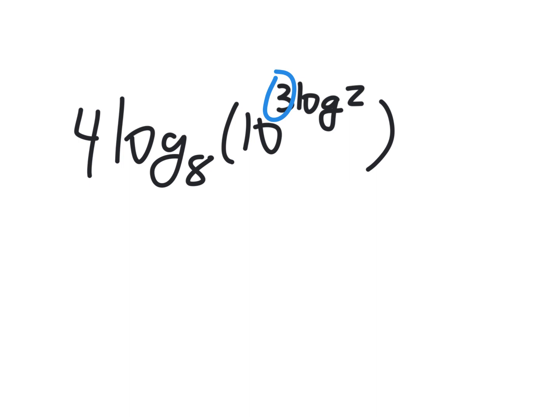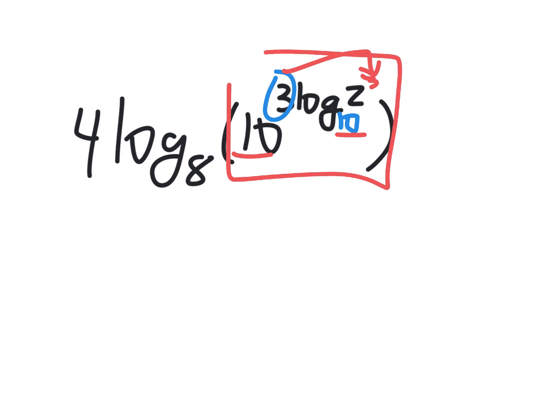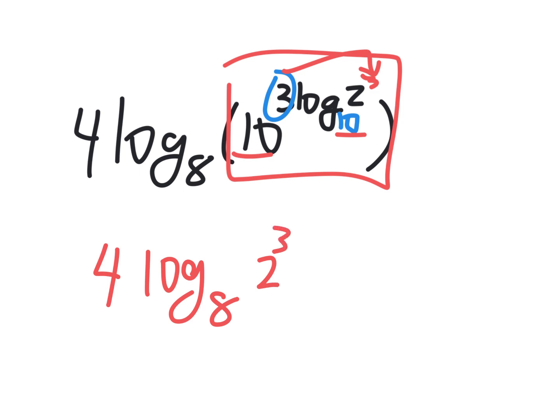First off, I'm going to notice that this is a base 10. And when there's a base missing, it'll become all about the base. See, those two are the same. And so then if I can get that 3 to move up here, then this whole thing simplifies down to 2 to the third. So 4 log base 8 of 2 to the third. Well, what is 2 to the third? It's 8. So then this is really just log base 8 of 8.